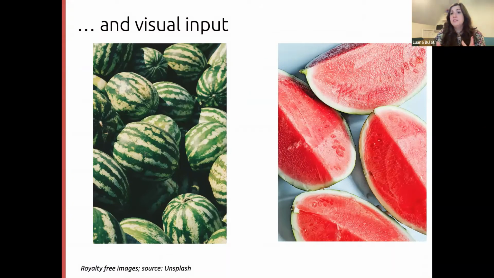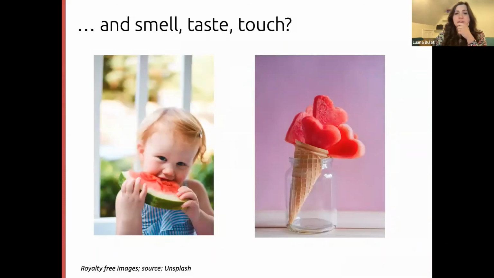So should we be taking into account visual input besides text, through maybe the use of images? But how about other senses like smell, taste, touch? Do we need multiple modalities to encode the true meaning of a word?